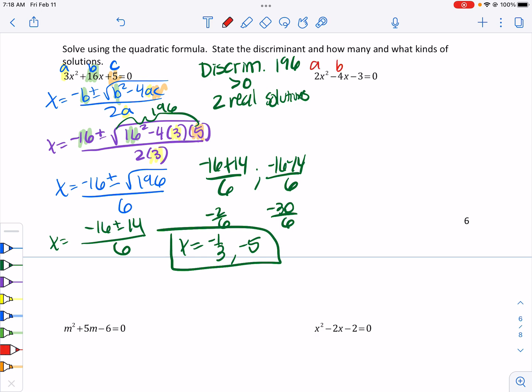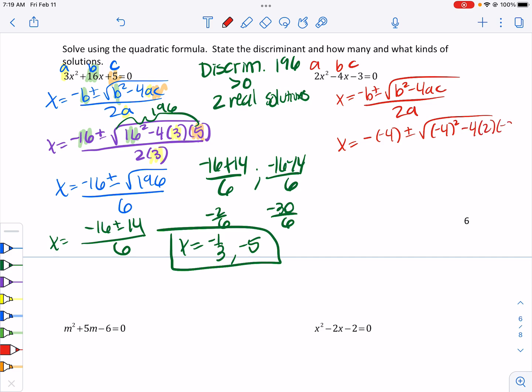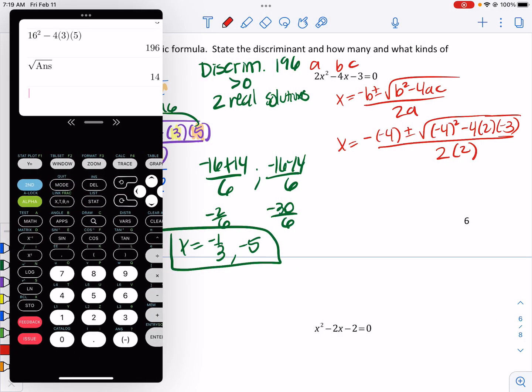We have A, B, and C. So we're going to have x equals negative b plus or minus the square root of b squared minus 4ac all over 2a. So we have x equals negative 4, since our b is already negative, plus or minus the square root of b squared, so b is negative 4, minus 4ac, so 2 times negative 3, all over 2a, so a is 2. Okay. So I can use my calculator again to look at the discriminant. What's that going to be?